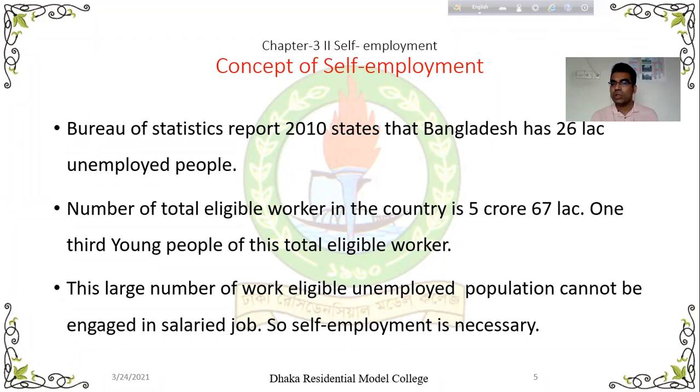কারণটা কি? যে 5 কোটি 67 লক্ষ এলিজিবল ওয়ার্কার রয়েছে, বাংলাদেশ গভর্নমেন্ট, it is totally impossible for Bangladesh government creating the sector for 5 crore 67 lakh people. What have to do? Some people will do service under some organizations, and some people will earn self livings from their self-employment. What should I say? Self-created working sector. Okay.